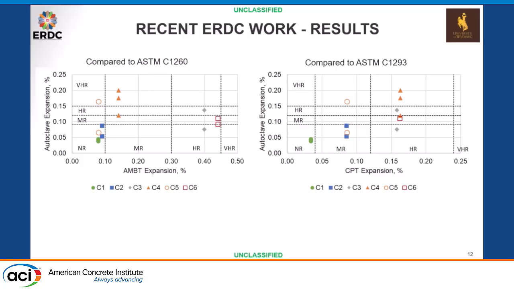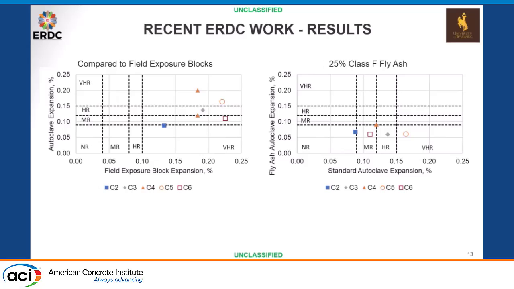We had some new technicians come in, so it could just be something to do with learning how to do this method. And then on the right, we've got autoclave expansions compared to the concrete prism test. Again, non-reactives are playing really well. We do have some pretty good agreement between at least non-reactive and reactive, especially if we ignore what I do think are outliers.